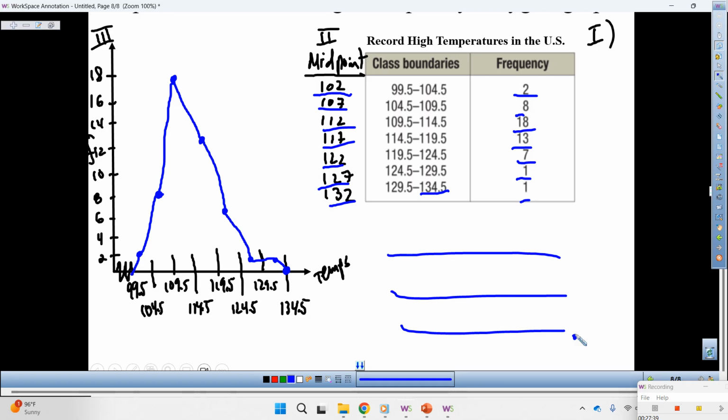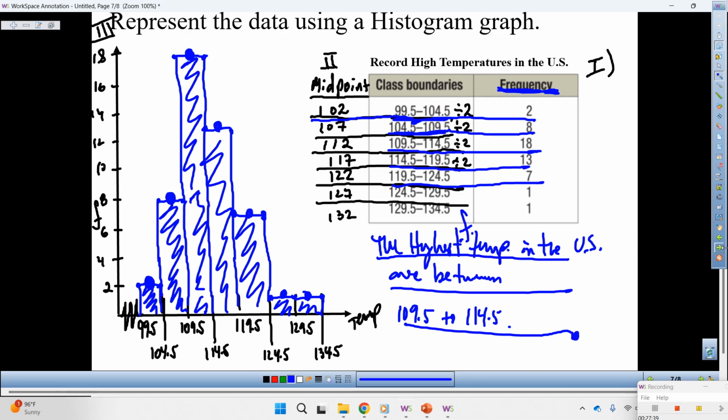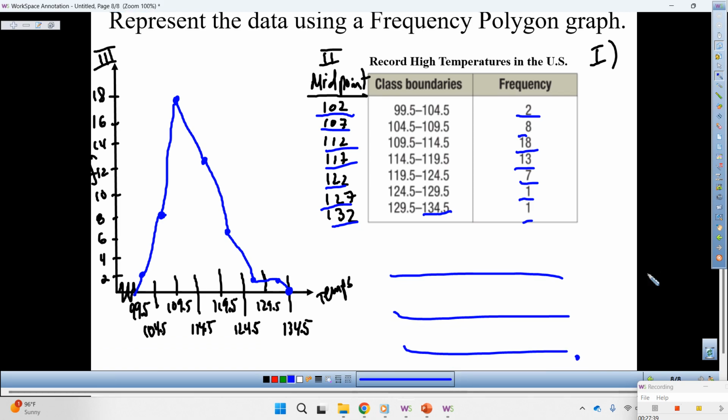All right, so before I move on to the last one, which is a little bit different, tell your neighbor the difference between the process for the histogram, what's the difference, and what is the same, to the process of the frequency polygon. What is the difference and what is the same? Talk it over to your neighbors.